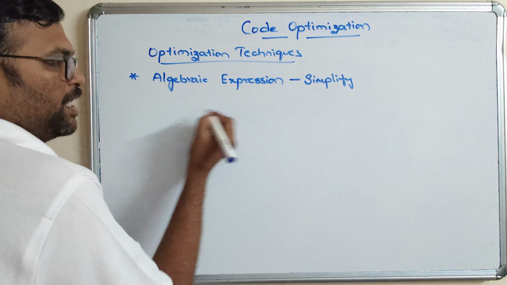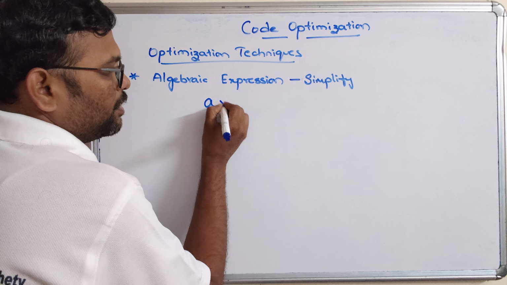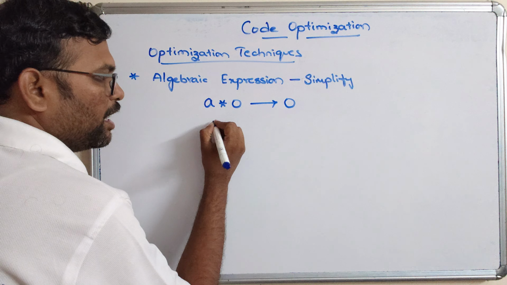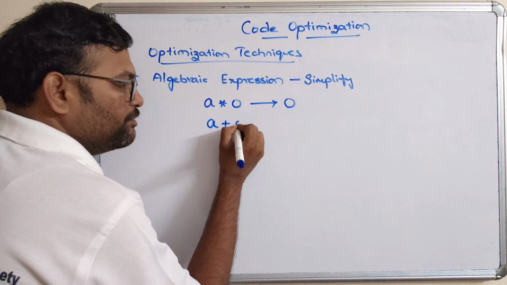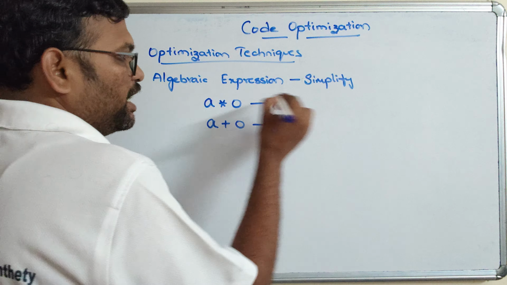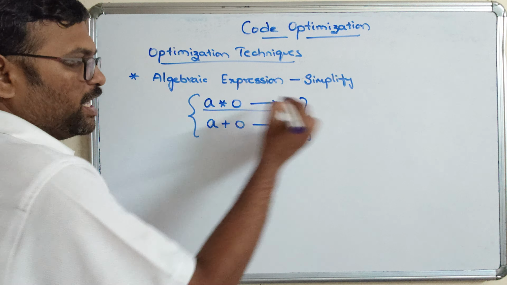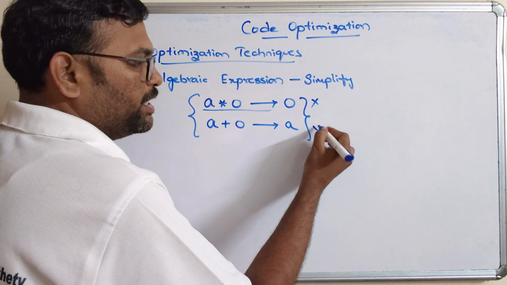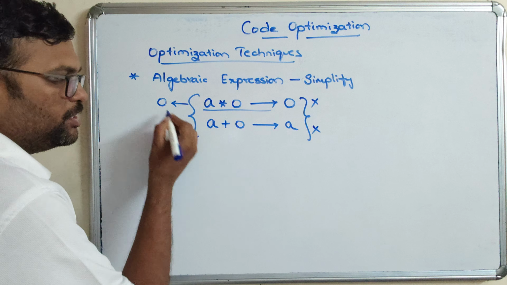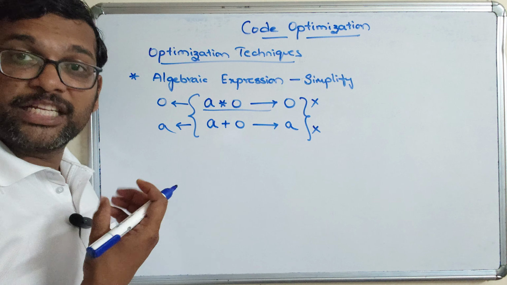For example, we know a simple algebraic fact: anything multiplied by 0 gives 0 as a result, and anything added to 0 gives the same value. So we can replace these by eliminating these terms. We can avoid the multiplication and the addition. Instead, we can directly take the result as 0 and a in this case. So we can simplify the algebraic expressions.